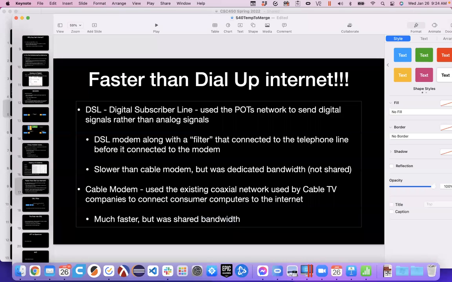All right, so DSL was dedicated bandwidth, so it was not shared with your neighbors and stuff. Where cable modem had a much faster speed capability, but technically your bandwidth was shared with the other people in your neighborhood. All right, so what does that mean?